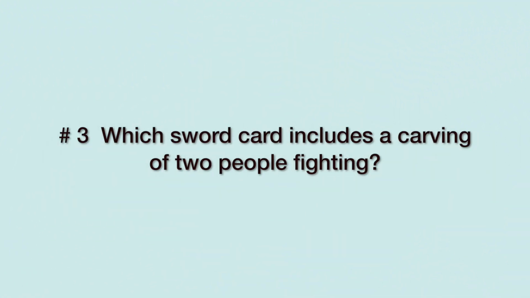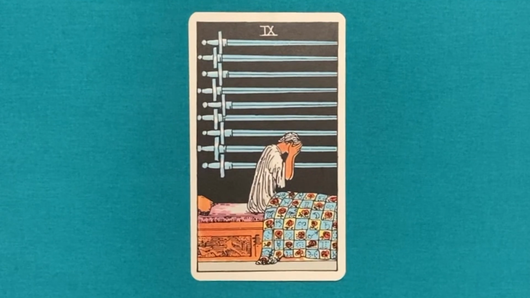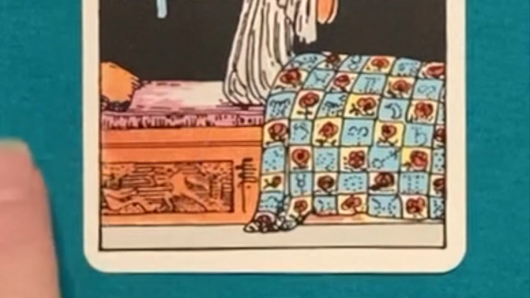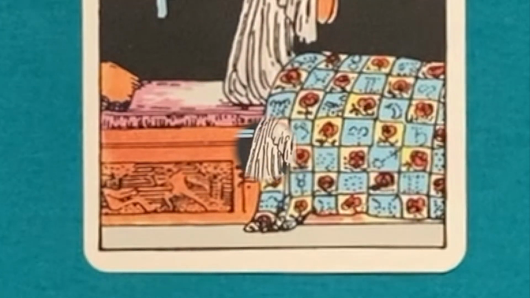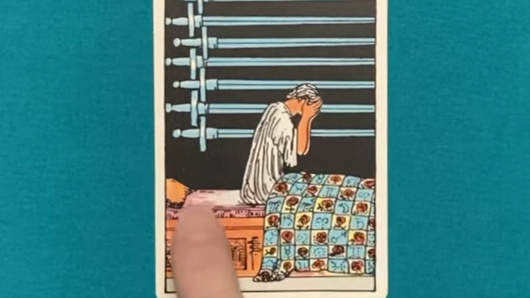Which sword card includes a carving of 2 people fighting? The answer is the Nine of Swords. You can see the 2 people fighting in the carving on the side of the bed. One person holds a sword over another who has fallen back, suggesting fear and vulnerability. The Nine of Swords often depicts worry, stress, anxiety, and concerns, which can cause insomnia or even nightmares.